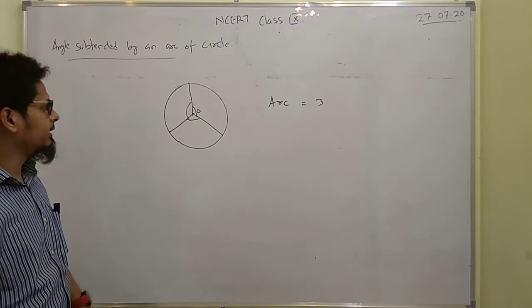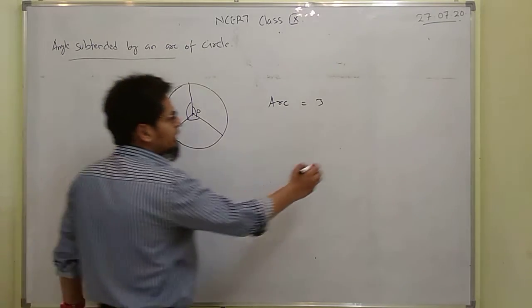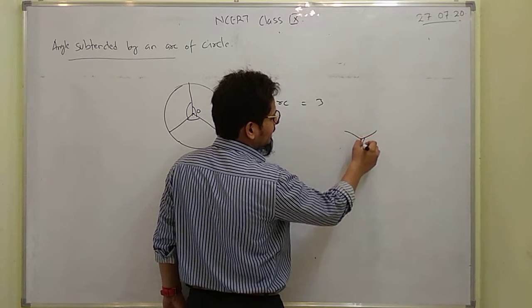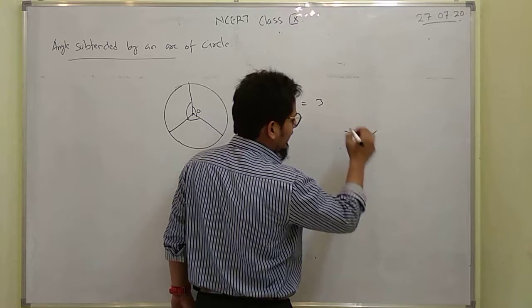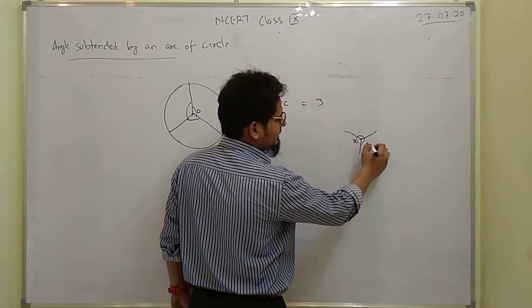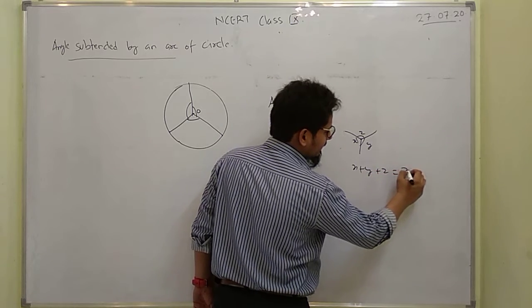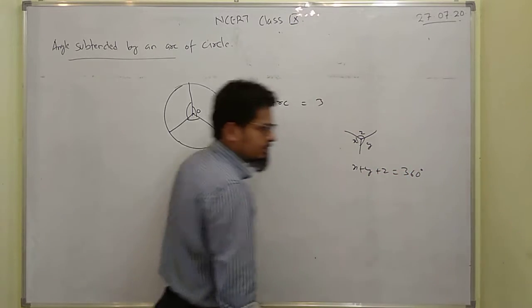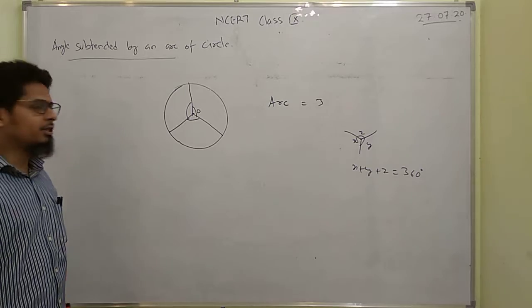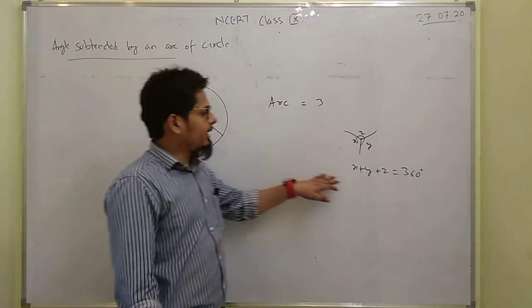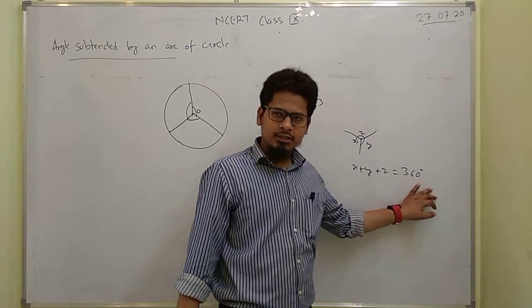There are 3 angles at one point. The sum of all the angles, for example, this angle is x, this is y, this is z. So x plus y plus z is equal to how much? This is 360. Clear? So there are 3 angles, and the sum of all angles is 360.